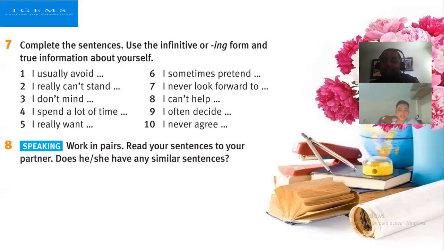I never agree to doing things that I cannot do. Okay, you never agree to doing things you cannot do. That's right. That's fine. Very good. Okay, so let me see.